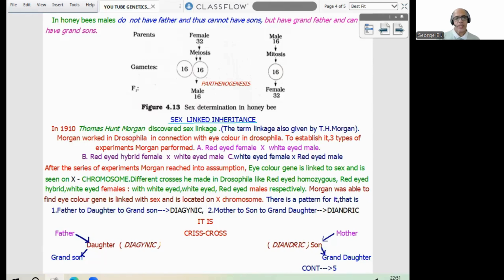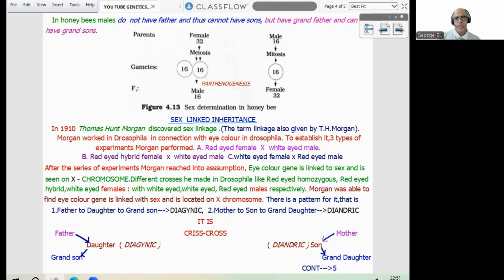Now comes sex-linked inheritance. In 1910, Thomas Hunt Morgan, T.H. Morgan, discovered sex linkage. Last episode, you studied the term linkage, also given by T.H. Morgan. Morgan worked in Drosophila, the fruit fly. Many experiments he did. In this context, 3 specific experiments.